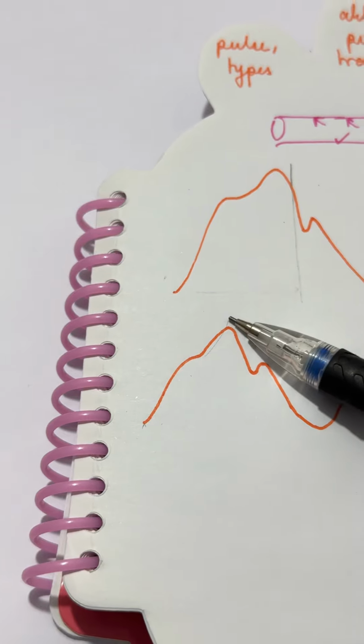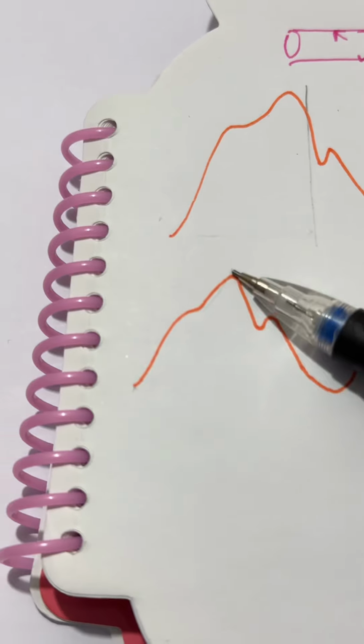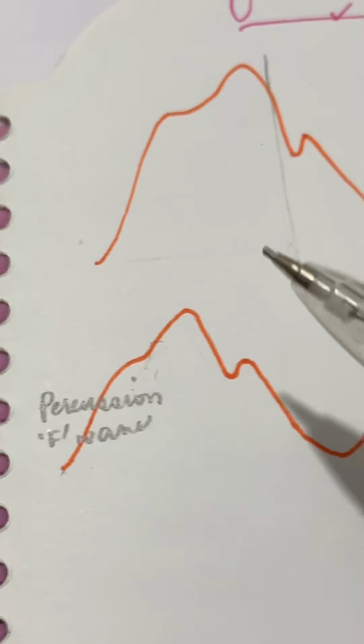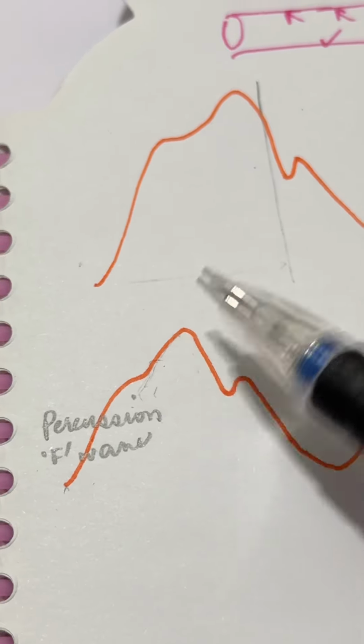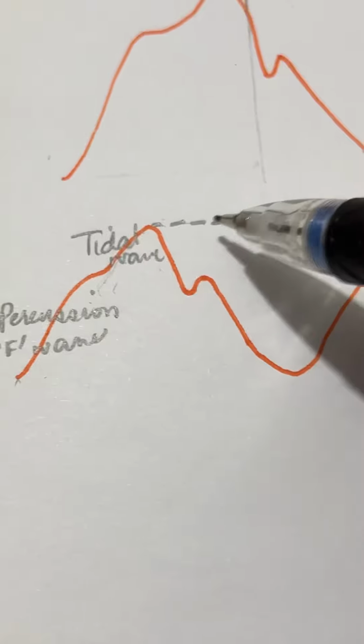The upstroke is the ejection phase of the left ventricle. The first half is rapid and the second is the slow ejection phase. So it's known as the percussion of the forward wave. This upper part may also be the reflected waves from the upper part of the body, which is known as the tidal wave. And this peak of the wave is your SBP.